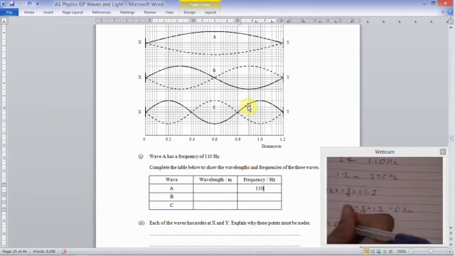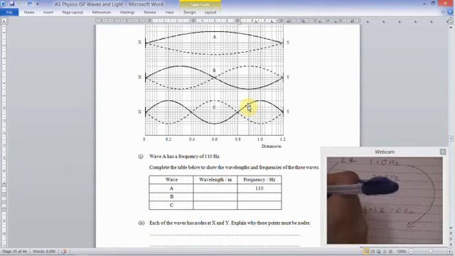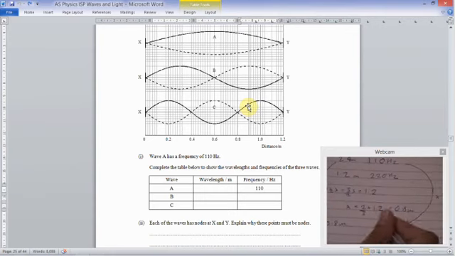Well, if we look at our wavelength from the original value, it's gone down by a third. So that must mean it's inversely proportional. If the wavelength is divided by 3, the frequency must multiply by 3. So therefore, that's going to be 330 hertz. Okay, it's a nice straightforward question to start off.